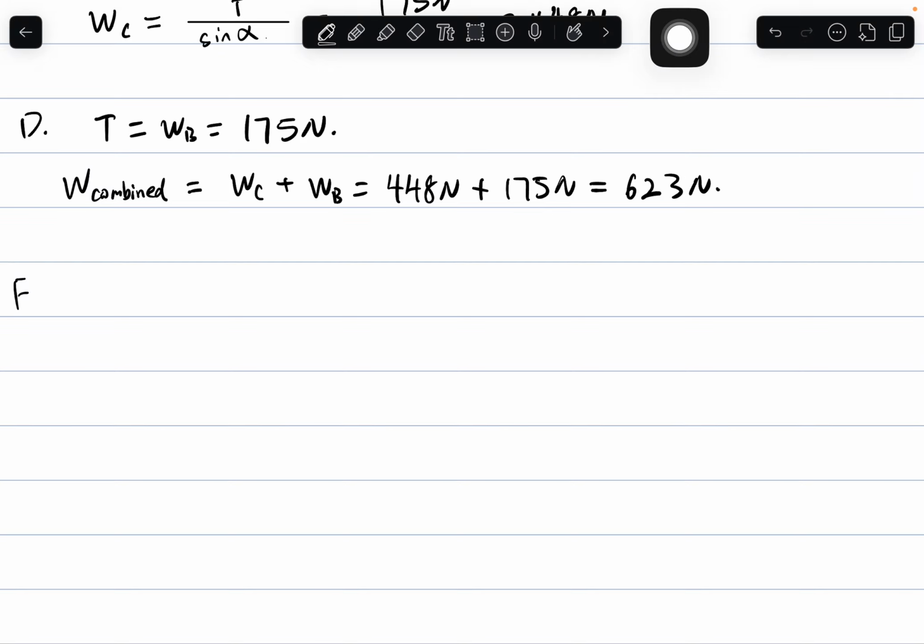And for part E, we still have the same diagram, and we change the masses. The mass of the cart equals 185 kilograms, and the mass of the bucket equals 63 kilograms.